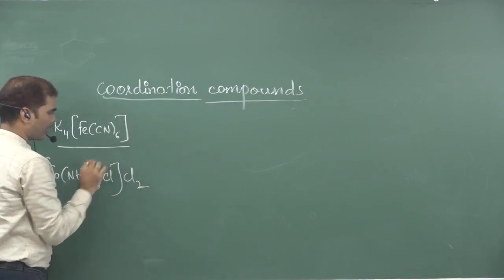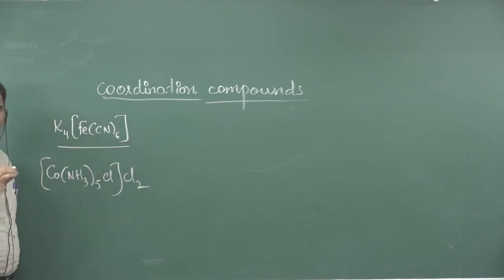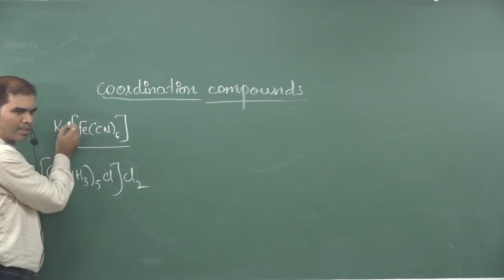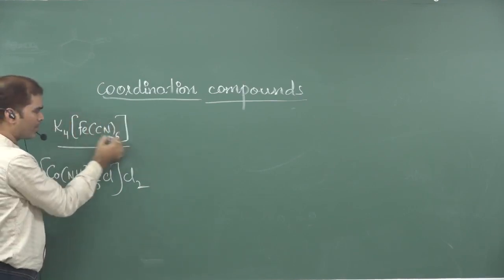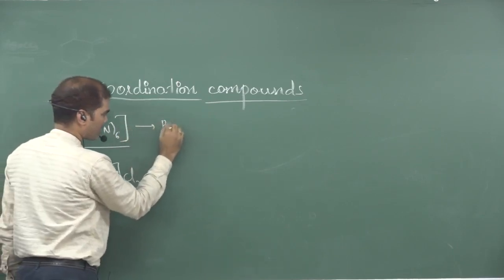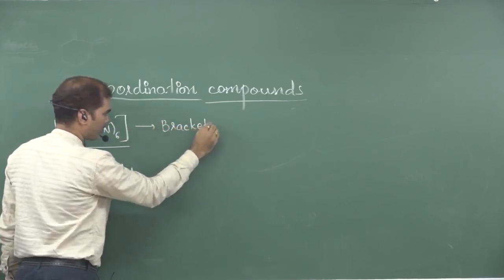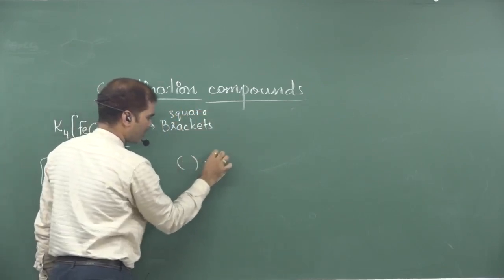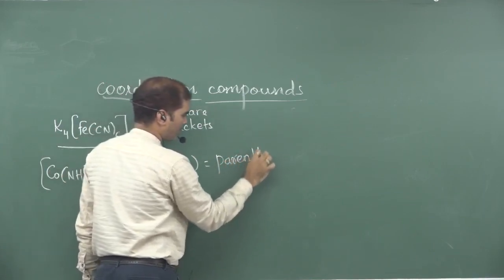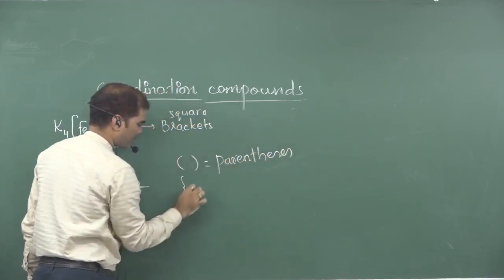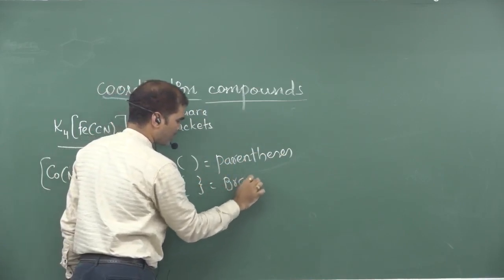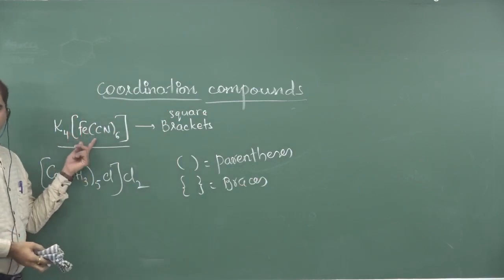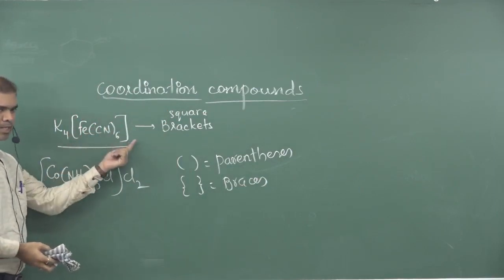Whatever complex compound I take, we have simple definitions of the corresponding terms. Suppose I am taking whatever ion is present outside this box. What do you call this? We generally call them brackets, but these are called square brackets. There is a differentiation. These are called parenthesis, these are called braces, and these are called square brackets. So whenever I am representing a coordination compound, we always use square brackets only.